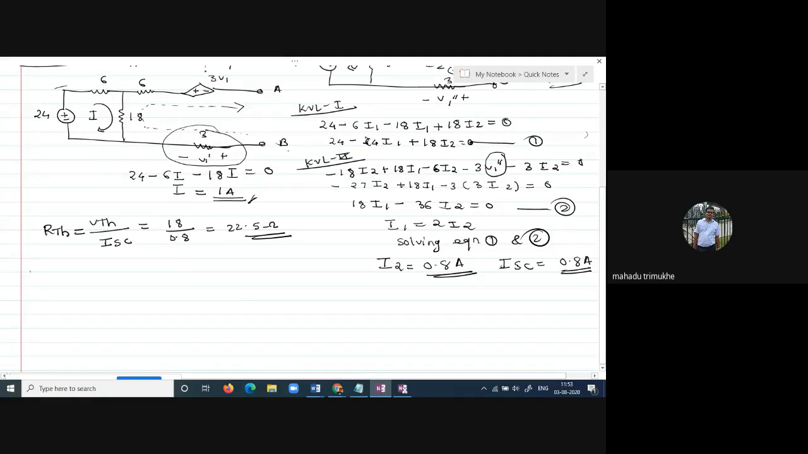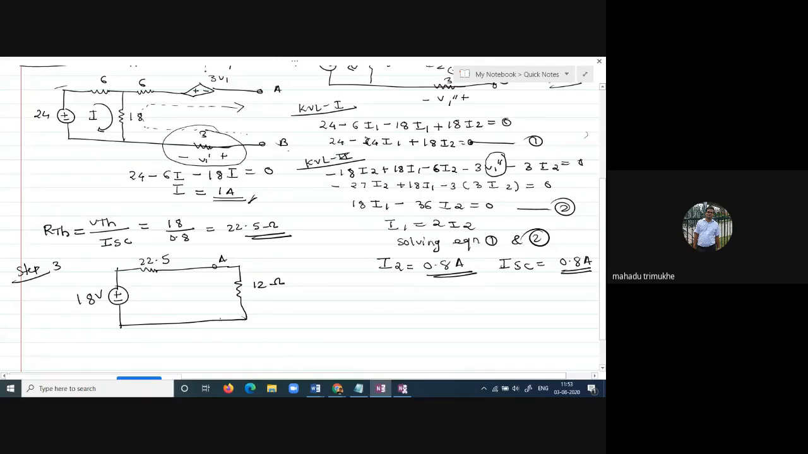So now step number three is what? We have to replace the network by the Thevenin equivalent. That is RTH, VTH is what? 18. RTH is what? That is 22.5. And the load resistor we have connected as it is, that is your 12 ohm.